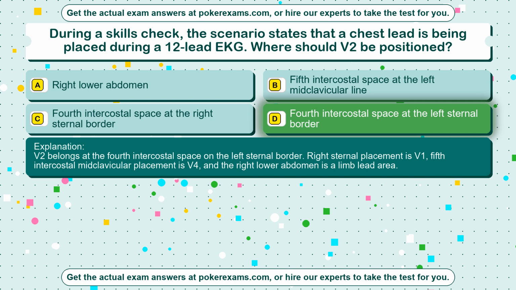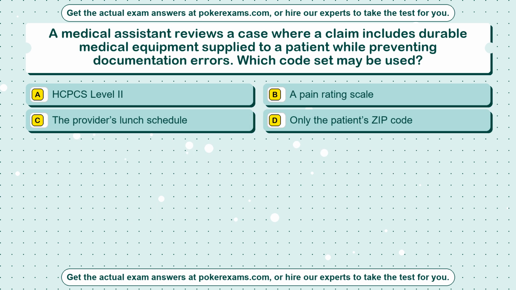Question 35. A medical assistant reviews a case where a claim includes durable medical equipment supplied to a patient while preventing documentation errors. Which code set may be used? Option A, HCPCS Level 2. Option B, a pain rating scale. Option C, the provider's lunch schedule. Option D, only the patient's zip code.